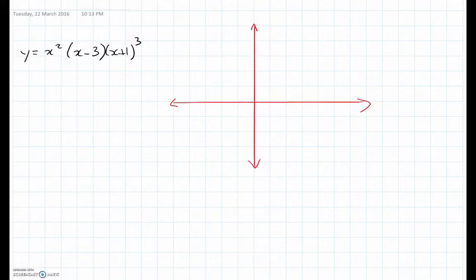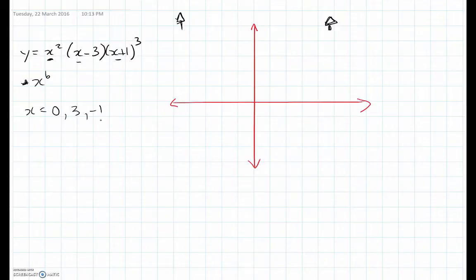In my second example, my graph is going to act like an x to the power of 6. So it's going to start and end going up. And I know this because there are 1, 2, 3, 4, 5, 6 x's that are being multiplied. It's also a positive, so it's going to be starting up and finishing up, and not starting down and finishing down.